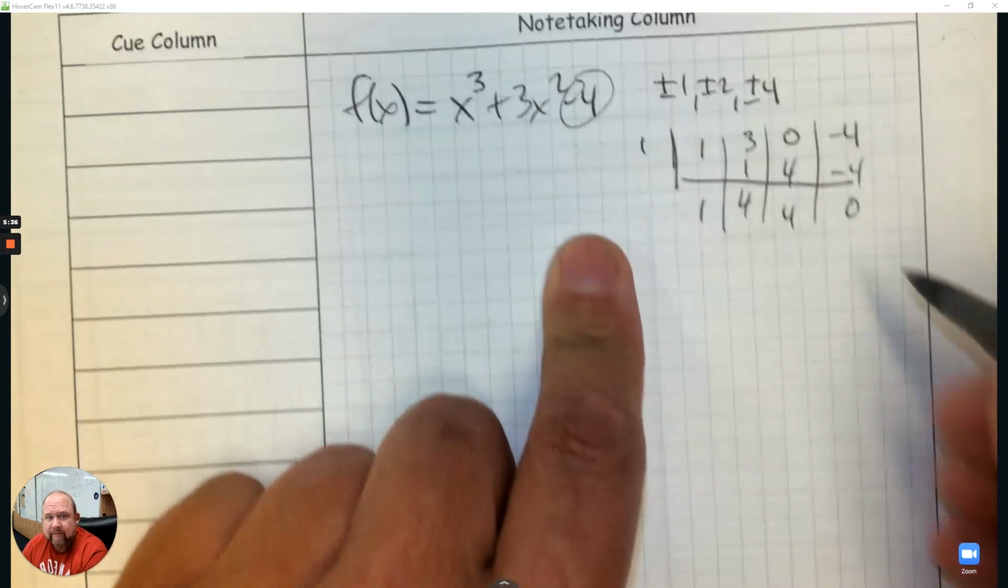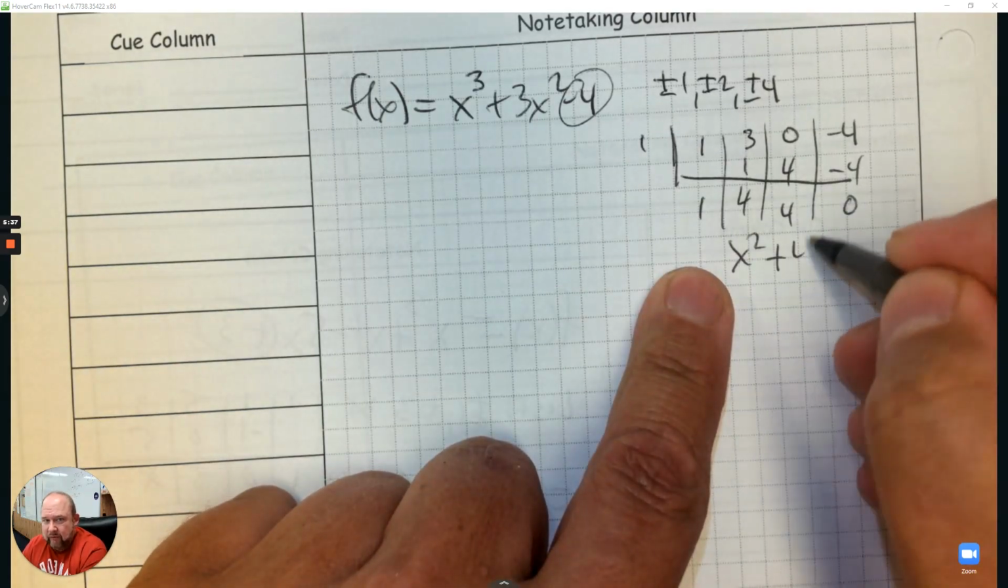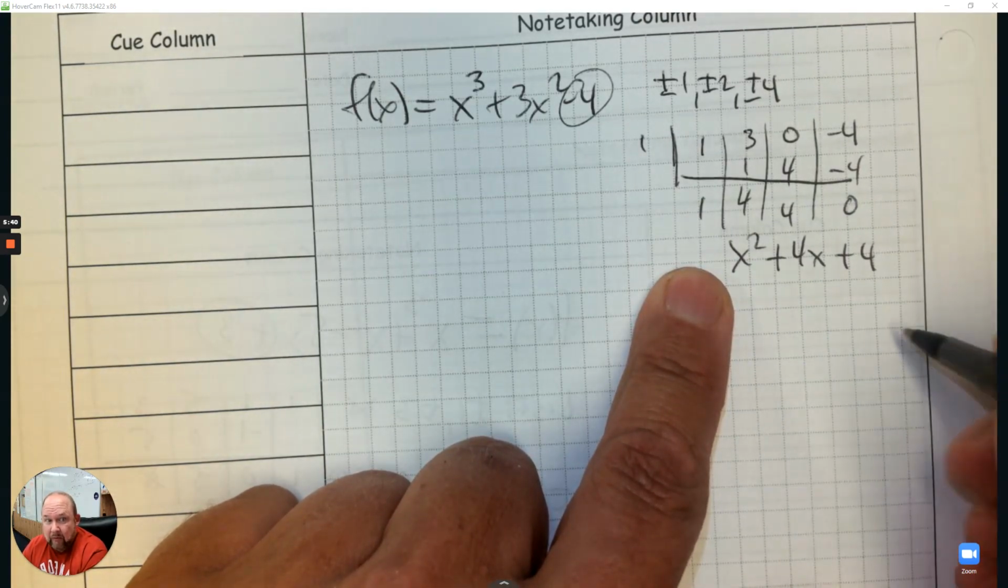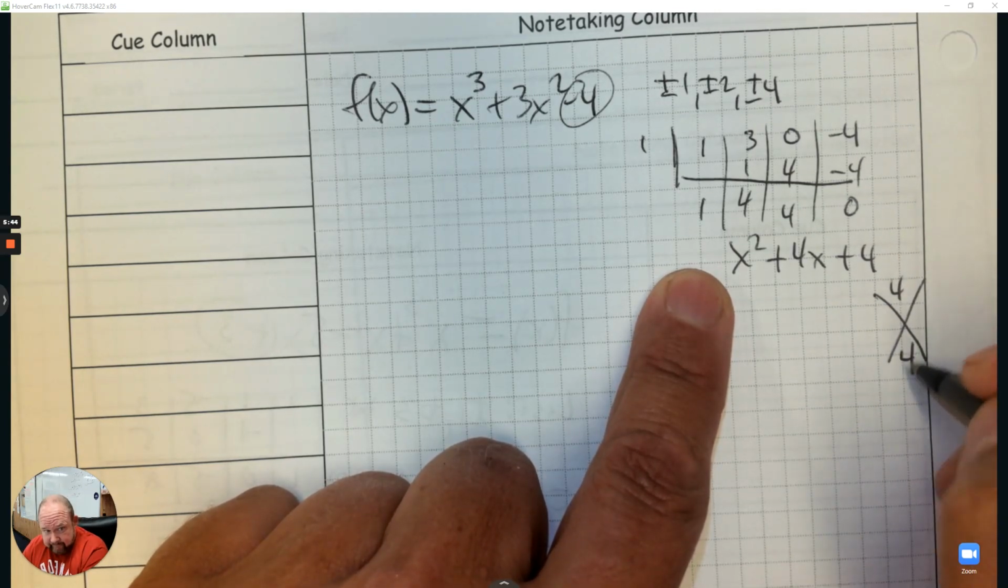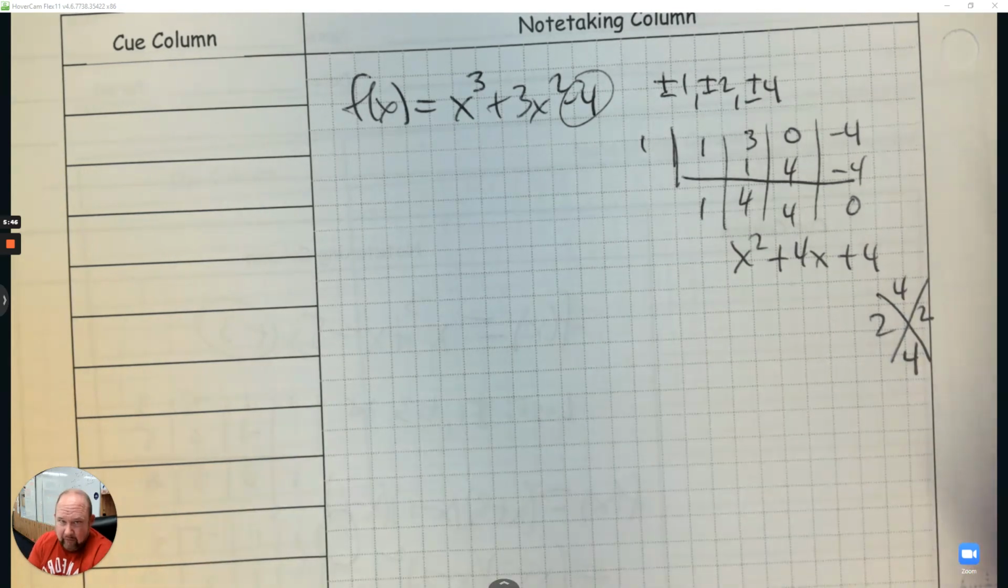So this one worked. What's left over is x squared plus 4x plus 4. We're going to factor it. Again, press pause when it goes too fast. Two numbers that multiply to 4 and add to 4.